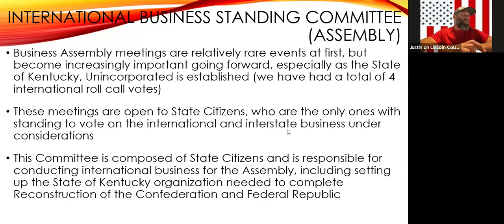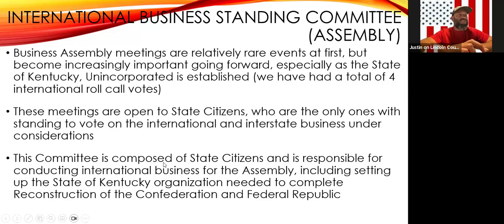These meetings are open to state citizens, who are the only ones with standing to vote on international interstate business under consideration. This committee is composed of state citizens and is responsible for conducting international business for the assembly, including setting up the state of Kentucky organization needed to complete reconstruction of the Confederation and Federal Republic.